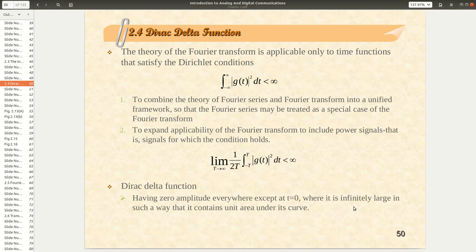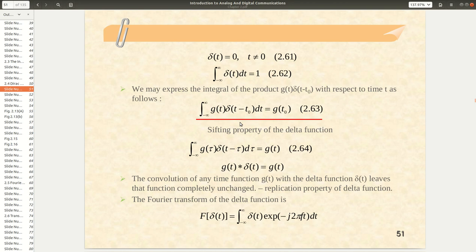Okay, so if you take the integration of the Dirac function, it will give you one. We may express the integral of the product of g of t, any function, multiplied by a train of pulses with respect to t, as something like a convolution. You take the convolution of your signal g of t with delta of t minus t zero. You will see that you get your signal g of t at t zero. Okay, so this is some meaning of the convolution.